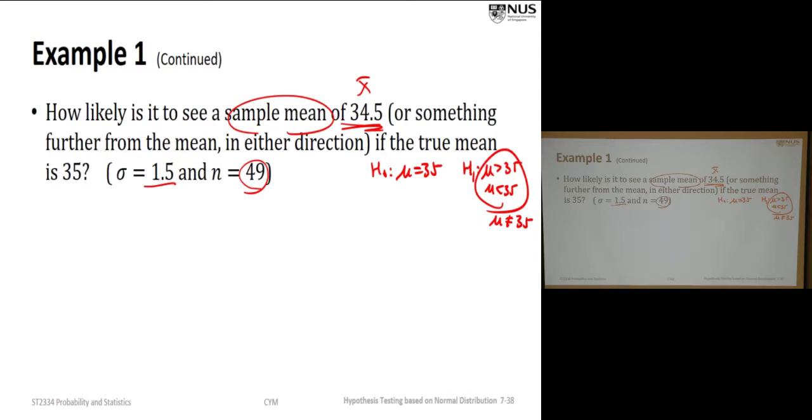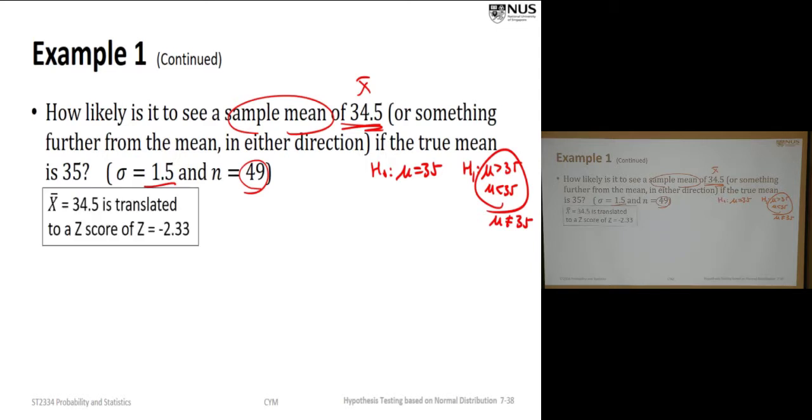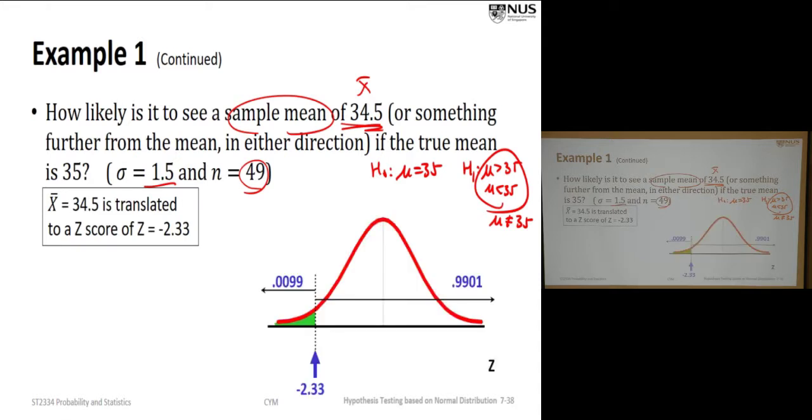So for the p-value, we translate 34.5 minus 35 divided by 1.5 divided by square root 49. That is my test statistic. Here I use Z, but it is basically just a test statistic, which is x bar minus mu naught over sigma over root n. So the value here is minus 2.33. We ask whether this is extreme or not.